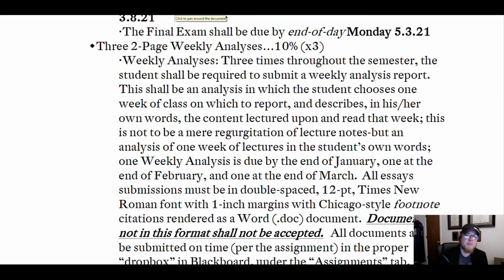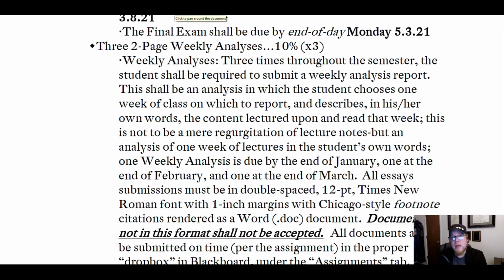How long? 2-page papers. 12-point, Times New Roman, double-spaced, 1-inch margins. And there will be an exemplar on Blackboard as well. So you should know exactly what this needs to look like. And I'll have a separate video about that too. So you can watch that video and figure out, like, what should this look like? What kind of stuff should I be doing?